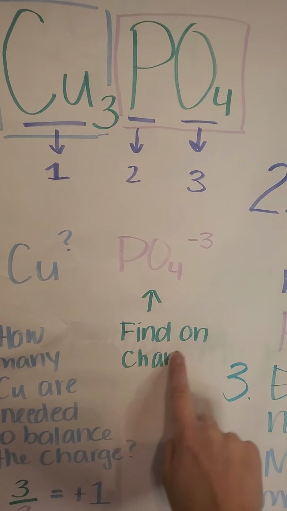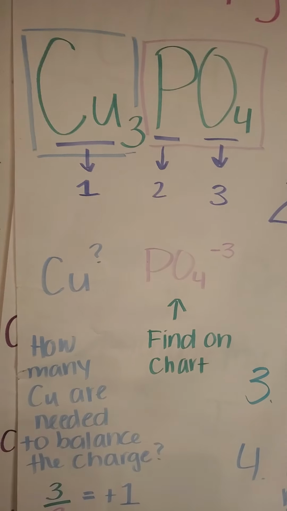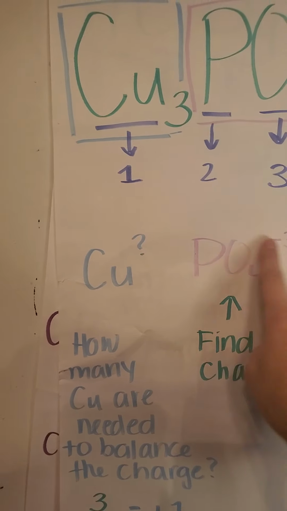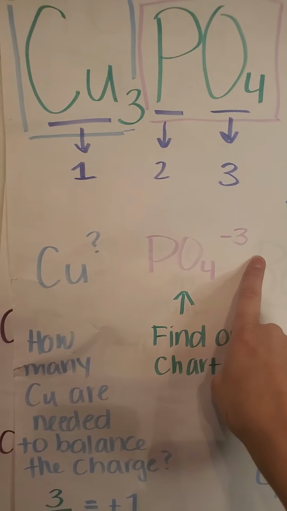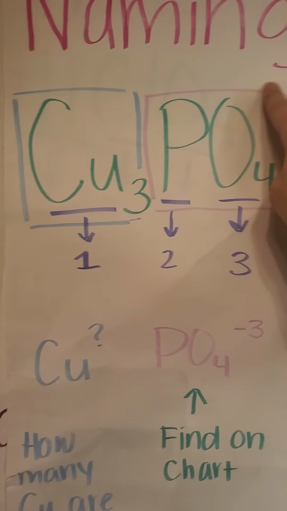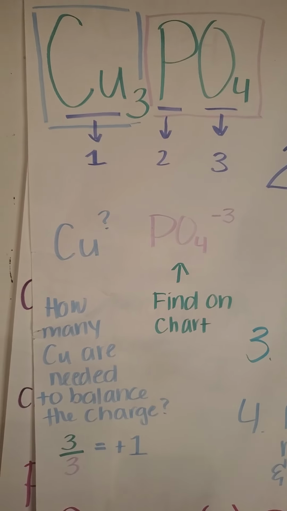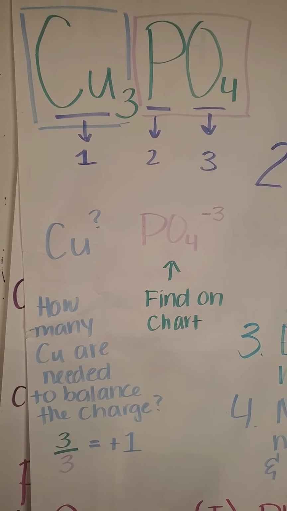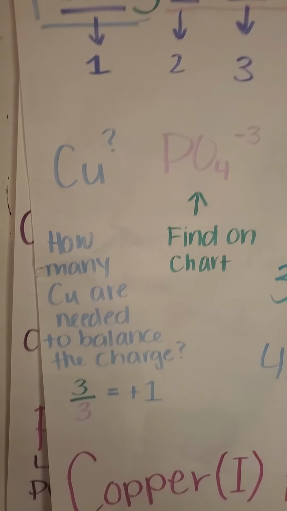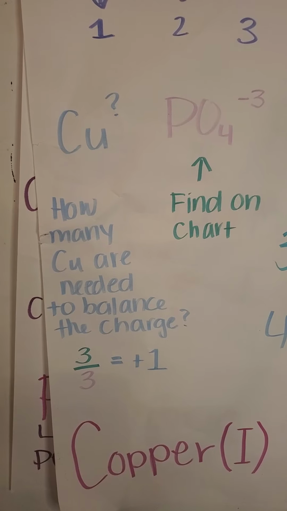We know off our chart that phosphate has a -3 charge. Okay, so when we are making a compound, we have to have an equal amount of charge. We want it to be neutral because, again, we do not have that nice little charge symbol up here. So we know that all of our electrons are bonded. So, how many of the copper do we need to balance the charge?